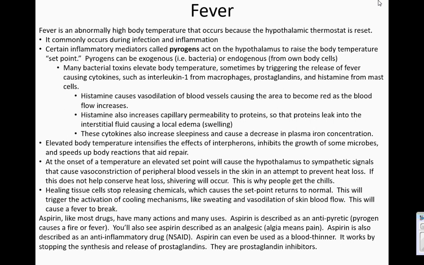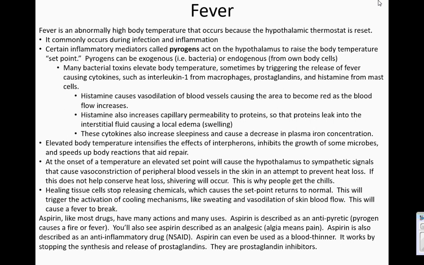Our body does the same thing. This occurs commonly during infection and inflammation due to pyrogens. Pyrogens act on the hypothalamus and are inflammatory mediators that cause our body temperature to be reset. The set point goes up instead of being at that 37C, 98.6. We crank it up a little bit. These pyrogens can be exogenous, which means they come from outside the body, like in the case of bacteria, or endogenous, which means they come from within the body itself. So those will be our own body cells.